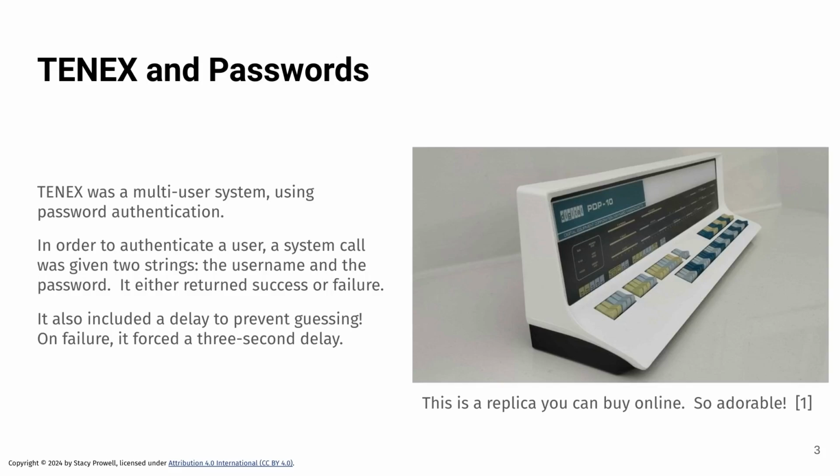And because these are smart people, it also imposed a delay. So if you tried to guess a password, there was a 3-second delay after failing to guess the correct password before you could guess again. So it slowed you down and made it hard for you to repeatedly guess passwords. Right? It's the 1960s, but still, we're learning.